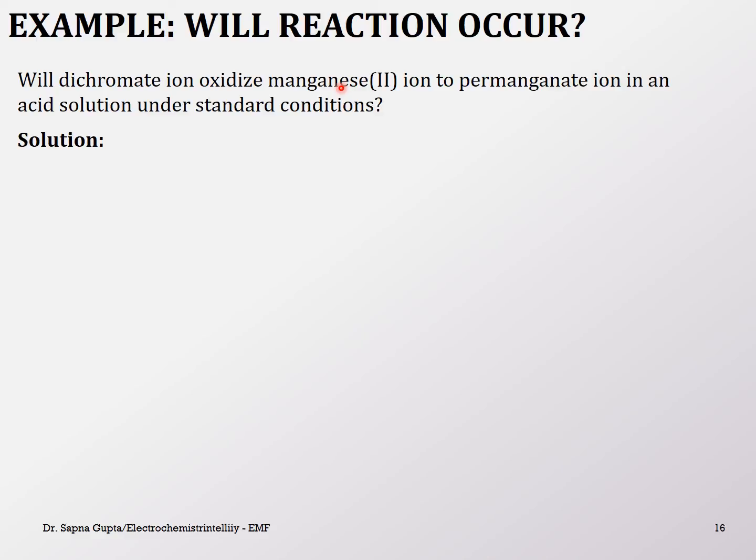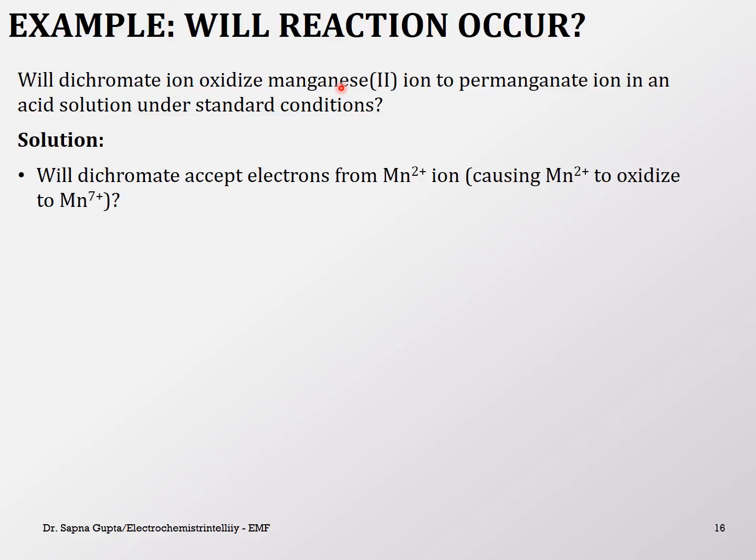To find out if this reaction can actually occur, which means spontaneously or not, I have a thought process as to how to approach this. What I'm really being asked is, will the dichromate accept electrons from manganese? Because if dichromate is going to oxidize manganese, it itself has to accept electrons. That is my thought process. Is dichromate going to accept electrons from manganese? And at that point, manganese will go from manganese 2 plus to 7 plus, right? So that's really what the question is.